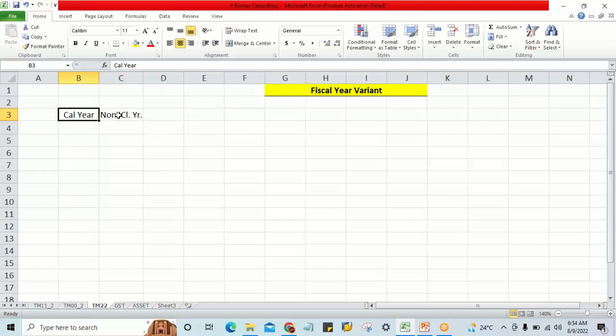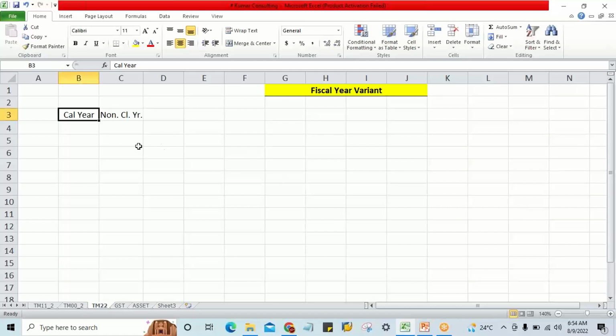Financial year means calendar year and non-calendar year. What is the difference between calendar year and non-calendar year, guys? Pretty simple. We all know very well, right? Can anybody explain here? What is the difference between calendar and non-calendar year, guys? Anyone? Calendar year is from January to December, and non-calendar is from April to March.